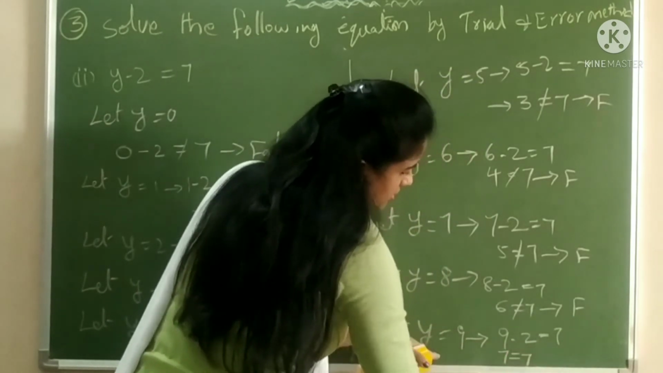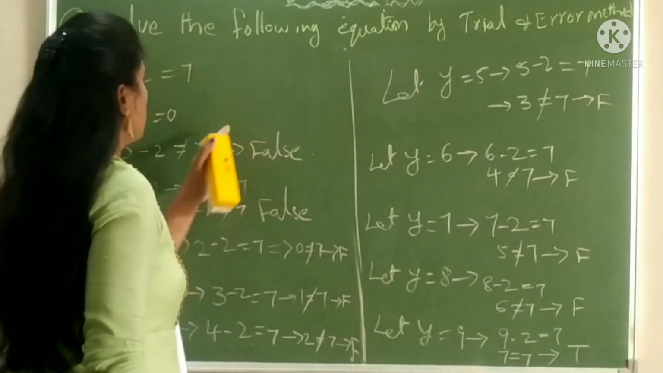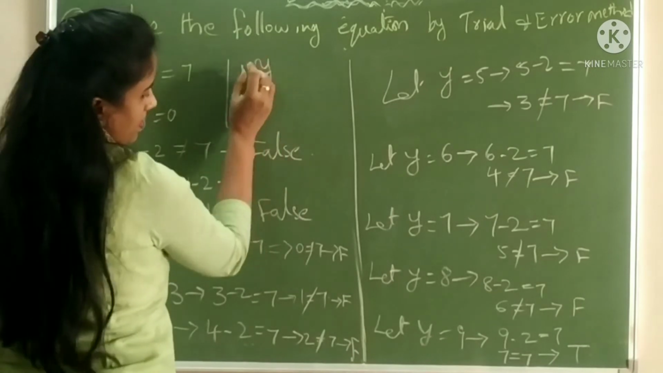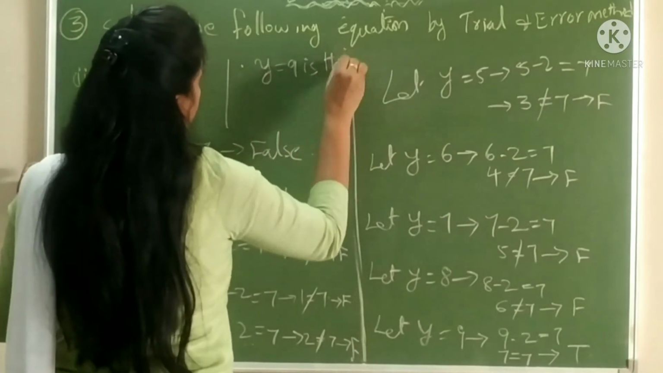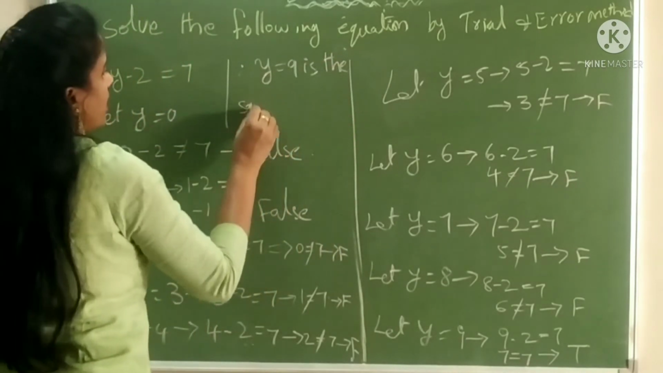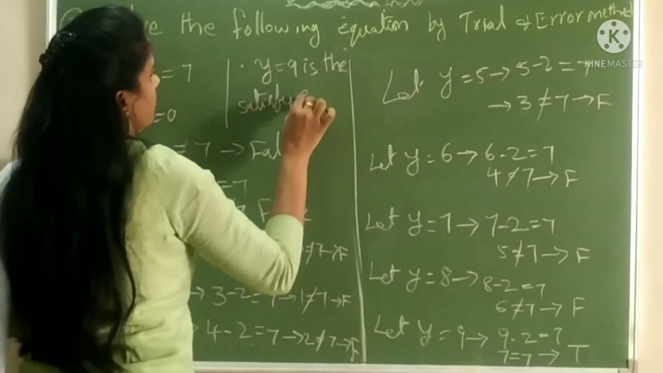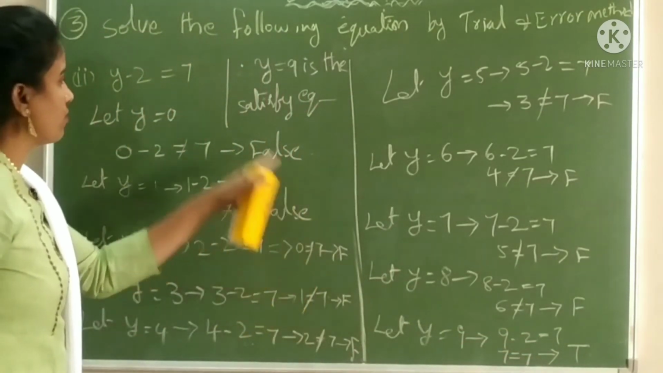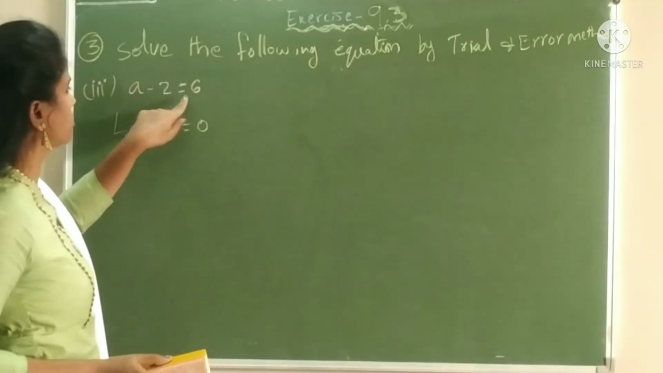7 is equal to 7. Finally, this is true. Therefore, y is equal to 9 is the value satisfying the equation. So this is correct. Let y is equal to 9 is the correct answer.